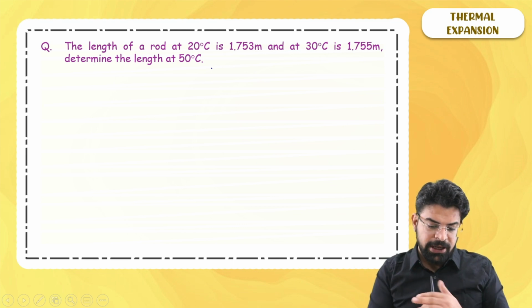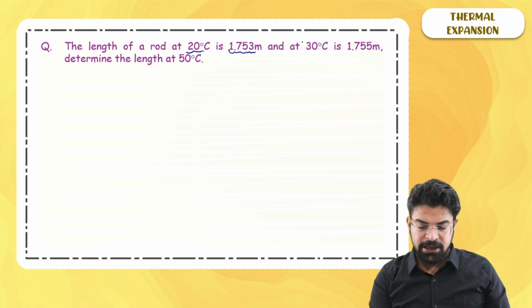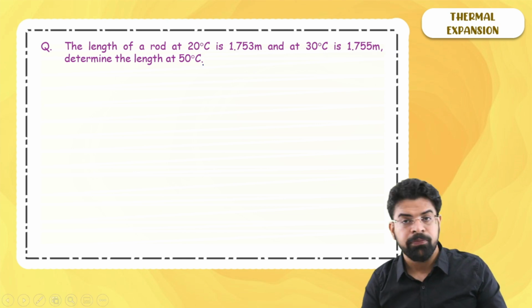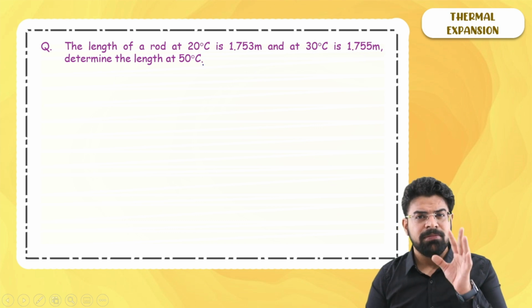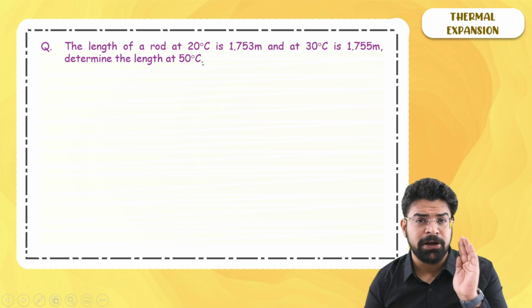So you will say, okay, at 20, the length is 1.753. At 30, the length is 1.755. My mission is to find the length at 50 degrees centigrade. If you start writing equation here rather than thinking, you will end up doing a little longer calculation, and these type of questions are super duper easy.